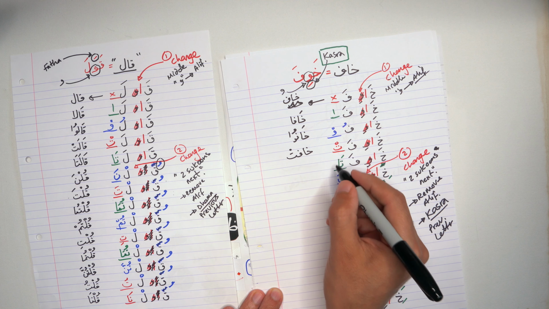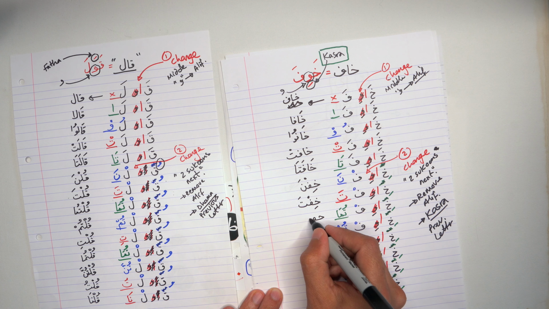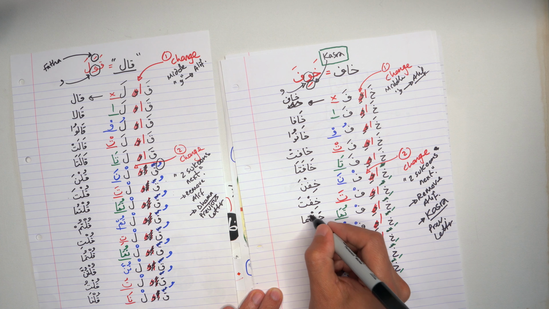Trying to keep my writing neat. Khifna, khifta, khiftuma, khiftum, khifti, khiftuma, khiftunna, khiftu, and khifna. And there you go. That's basically what you have over here.